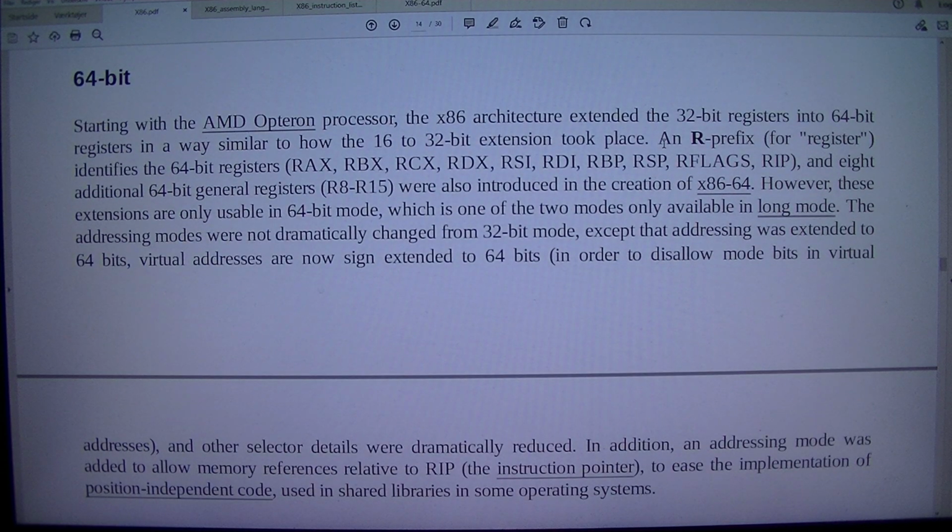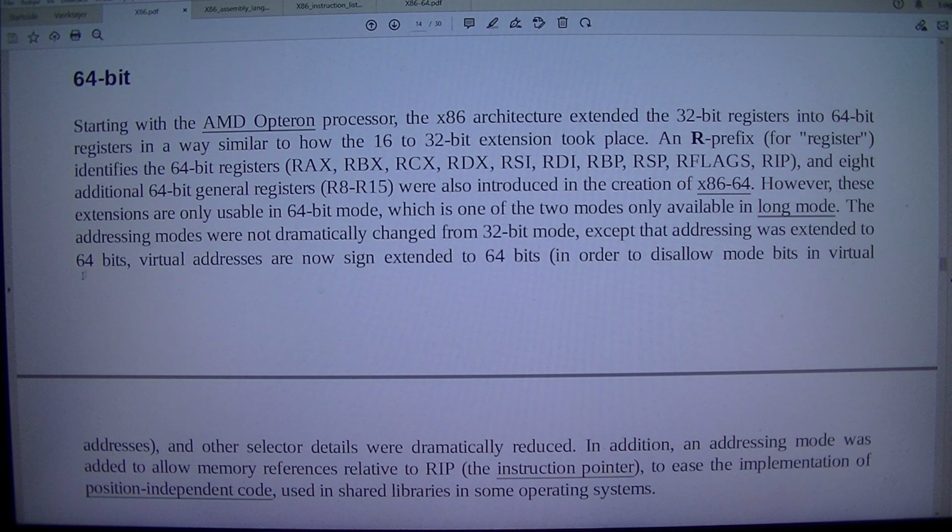31. 64-bit. Starting with the AMD Opteron processor, the x86 architecture extended the 32-bit registers into 64-bit registers in a way similar to how the 16 to 32-bit extension took place. An R prefix, for register, identifies the 64-bit registers, RAX, RBX, RCX, RDX, RSI, RDI, RBP, RSP, RFLAGS, RIP, and 8 additional 64-bit general registers, R8 to R15, were also introduced in the creation of x86-64.